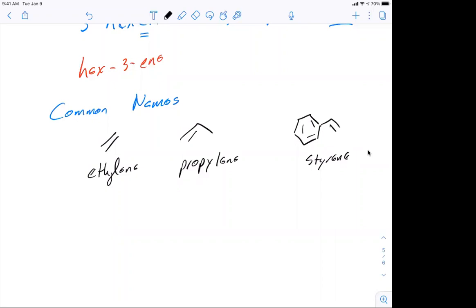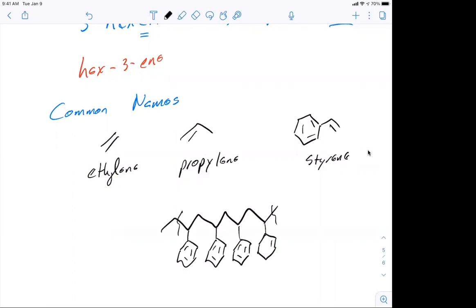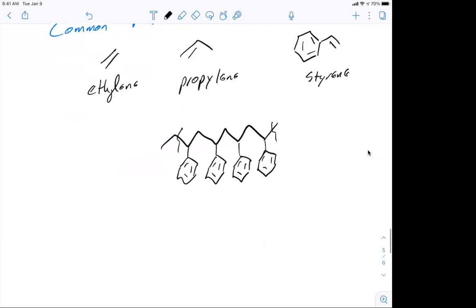And what the polymers are made from these substrates. So this isn't the polymer. The polymer for polystyrene is this. And it turns out that you can puff polystyrene. And when you puff polystyrene, it makes a really good insulator. So, okay.